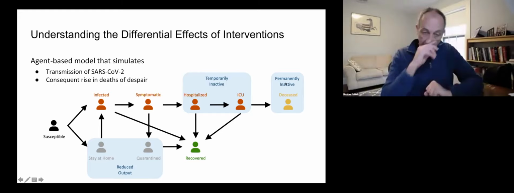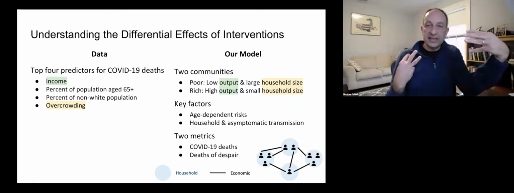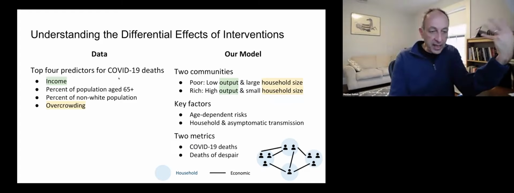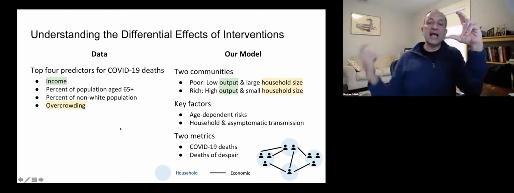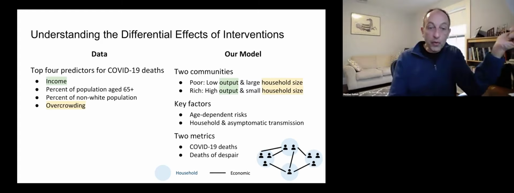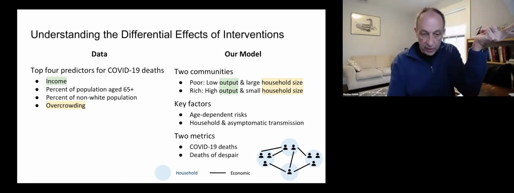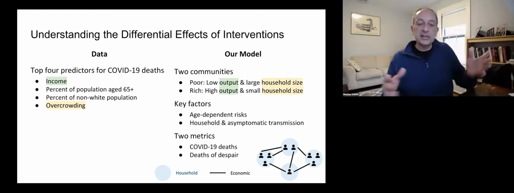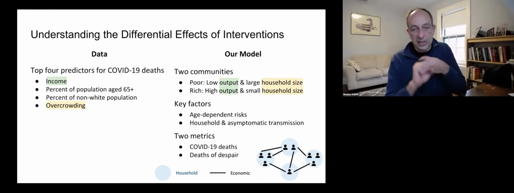And we wanted to look at exactly the parameters that we found in the data. The most prominent parameters that we found in the data were income, percentage of population greater than 65, percent of non-white population, and overcrowding. Focusing just on income and overcrowding, we looked at the analysis of the agent-based model to try to understand how intervention can be done. Poor will be represented by low output and overcrowded, rich will be high output and less overcrowded. And of course, we have all the other nuances of the agent-based model that you heard about: the age dependence, the symptomatic versus asymptomatic, the relationship between a household versus connectivity outside, and what have you.